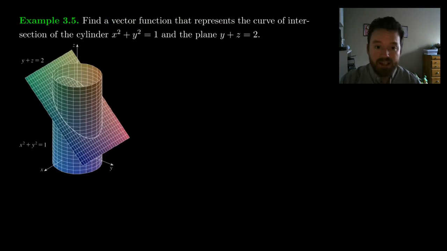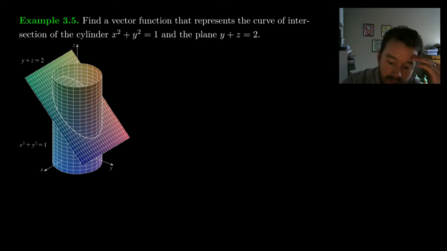Now let's put some context on that problem and maybe see where this tilted circle is coming from. My question is to find a vector function that represents the curve of intersection between the cylinder x squared plus y squared equals 1 and the plane y plus z equals 2. So far we've taken vector equations and tried to graph them. Now we're taking a graph and trying to come up with a vector equation. So what kinds of things can I use here?